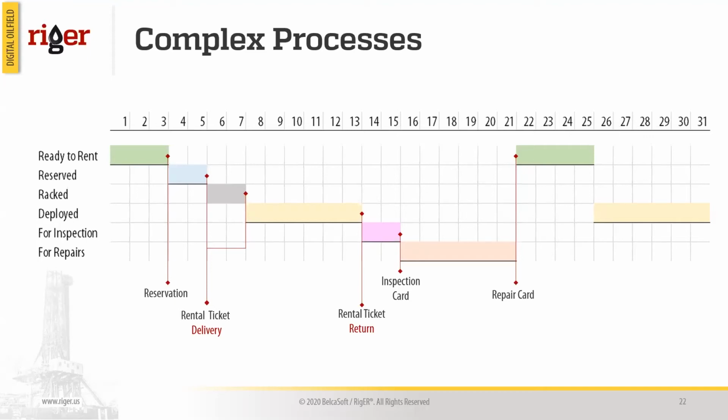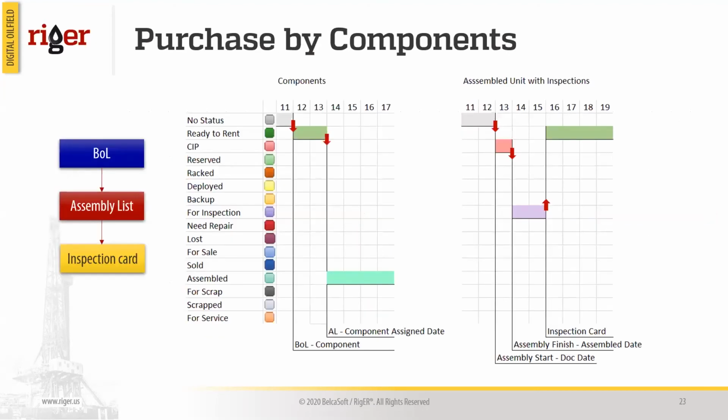So this is a very complex process where you can use 4 different documents to track the entire cycle. Not all the companies use that. However, sometimes it could be very, very complex.